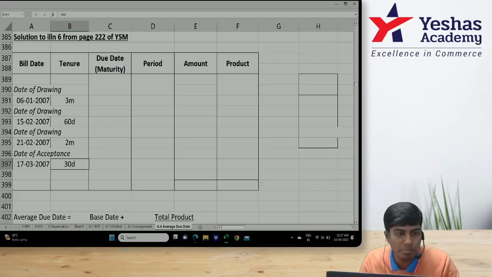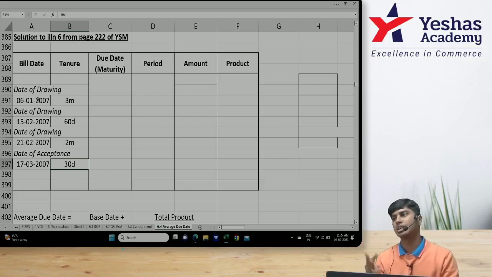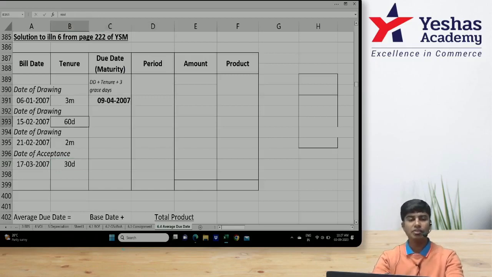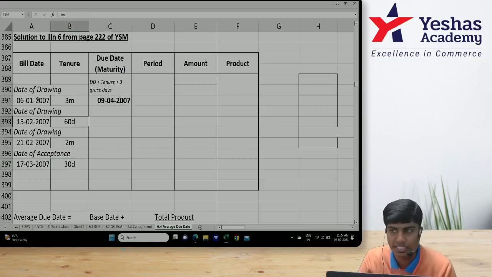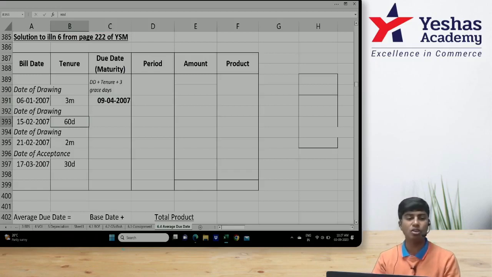So 6th of January plus 3 months: February, March, April. 6th of April plus 3 days: 7th, 8th, 9th. 9th of April 2007. Here they've given 60 days. 15 plus 60, 75. 75 plus 3, 78 days. 78th of February.